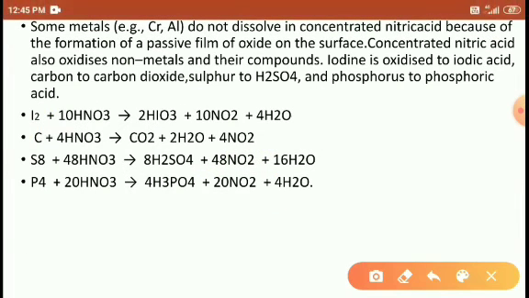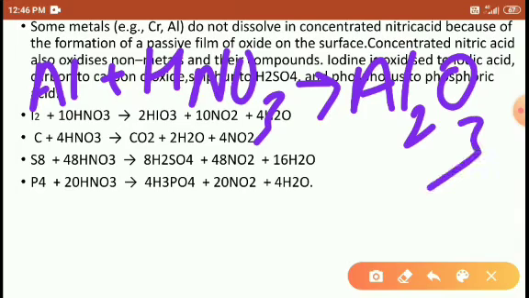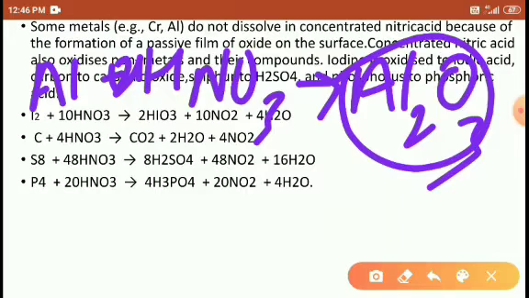And metals, for example chromium and aluminum, do not dissolve in concentrated nitric acid because of the formation of a passive oxide film on the surface. For example, when aluminum is treated with HNO3, it forms Al2O3. So that's why it is a protective oxide layer. So that's why it cannot be dissolved in HNO3.